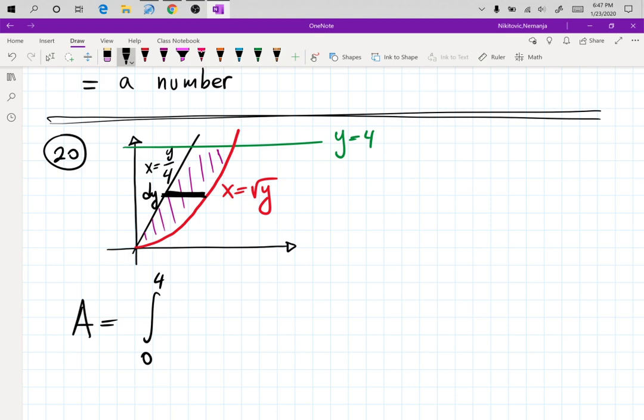Now I need far minus close. In this case, it's going to be red minus black, because I'm doing the dy integral, so the y-axis is where I'm measuring from. Red is further away than black. So red minus black, that means root y minus y over 4, in parentheses, dy.